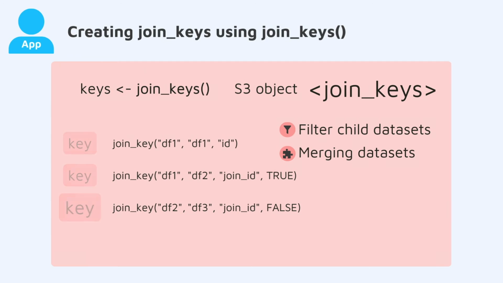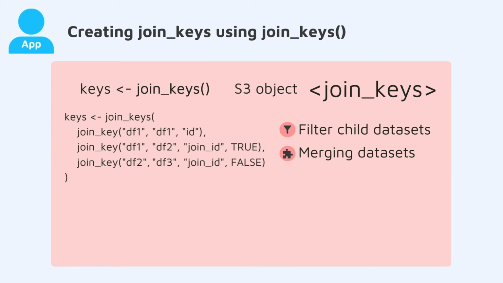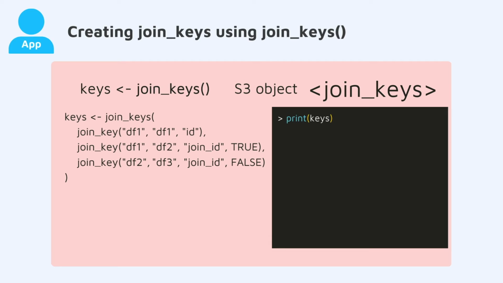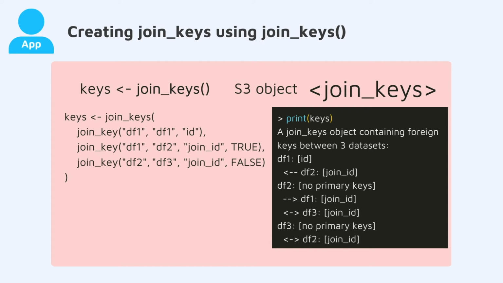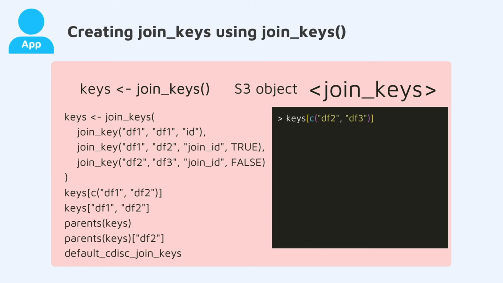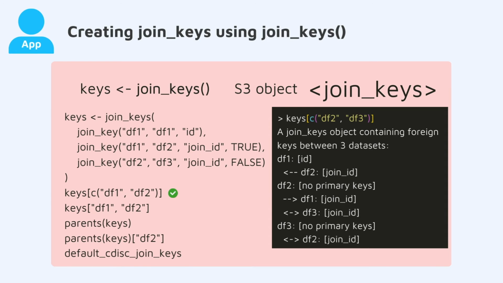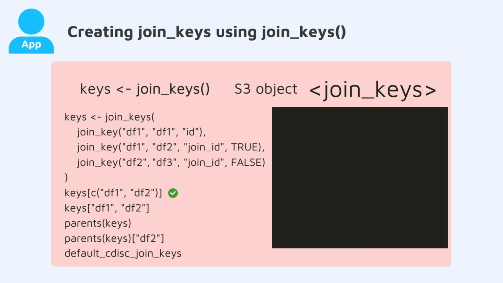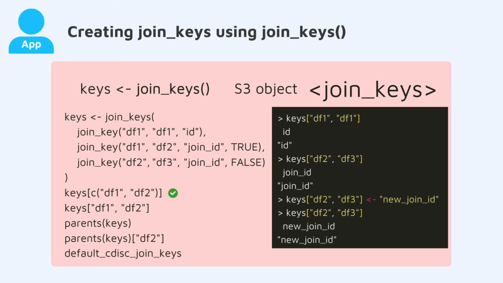Now you can simply pass your required keys inside the join keys function to create the join keys object. You can print the join keys to see the join mapping it represents. The join keys can be subsetted using the square bracket when a vector of dataset names is passed into it. If you wish to see the join key columns between two specific datasets, you can pass both dataset names inside the square bracket separated by a comma. Note that you can modify their join columns by assigning a new set of columns.